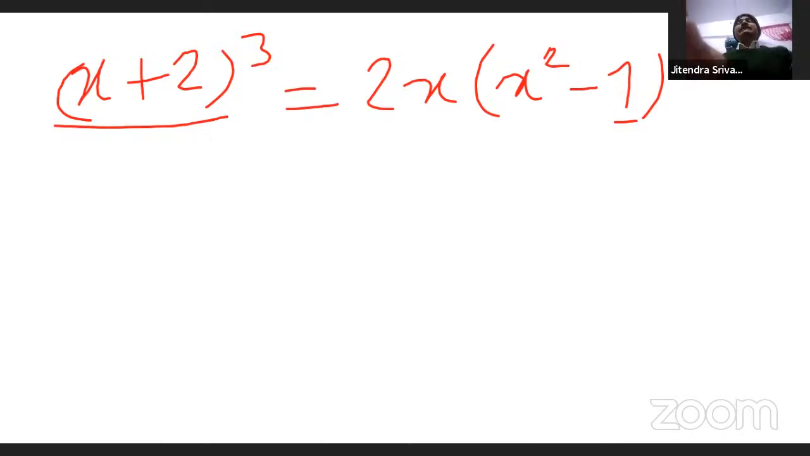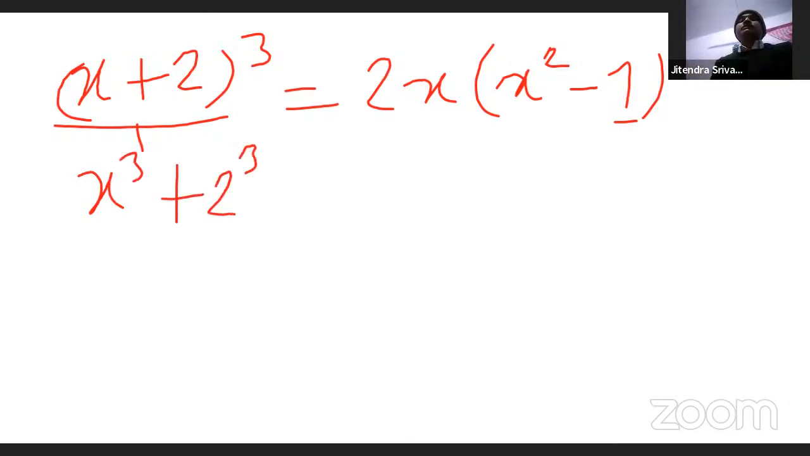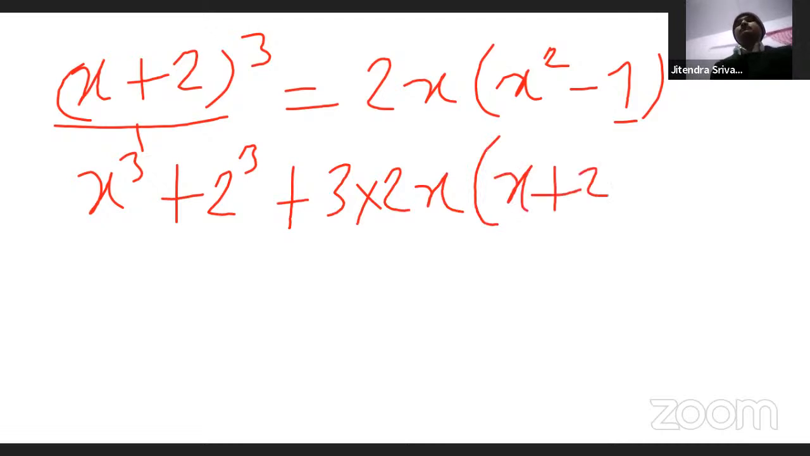So we can see it is in the form of a plus b whole cube. So we will elaborate it by using a plus b whole cube formula. So what is the formula of a plus b whole cube? It is a cube plus b cube plus 3ab within the bracket a plus b. So by using that formula only, we will expand this. x cube plus 2 to the power cube will be 8. So after that, 3ab, 3 into 2 into x, and in the bracket x plus 2 will be there.